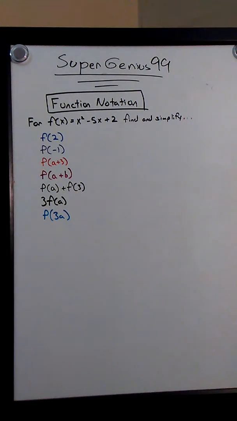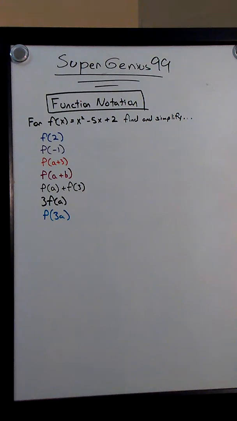This is another video lecture, Super Genius 99, and today we will be talking about function notation. For this first set of questions, for f of x equals x squared minus 5x plus 2, we're going to find and simplify.